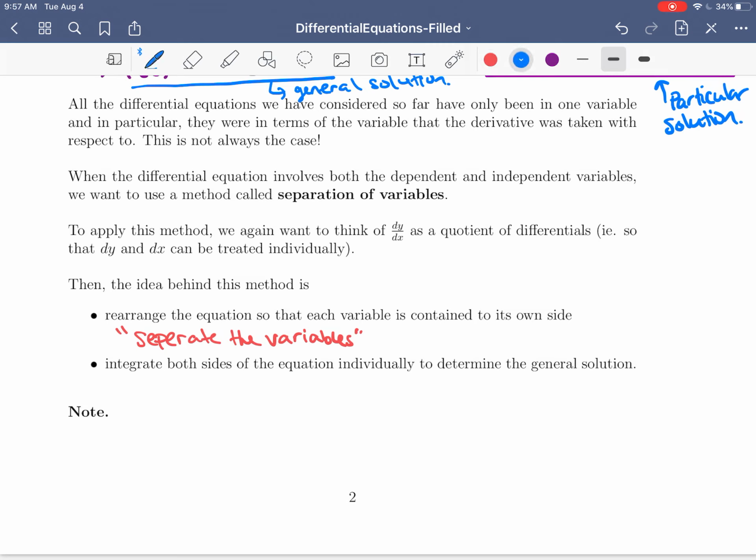Okay, so what you're going to have after you do this is some function of y times dy is equal to some function of x times dx. Okay, so we want all the y's on one side, and all the x's on the other.